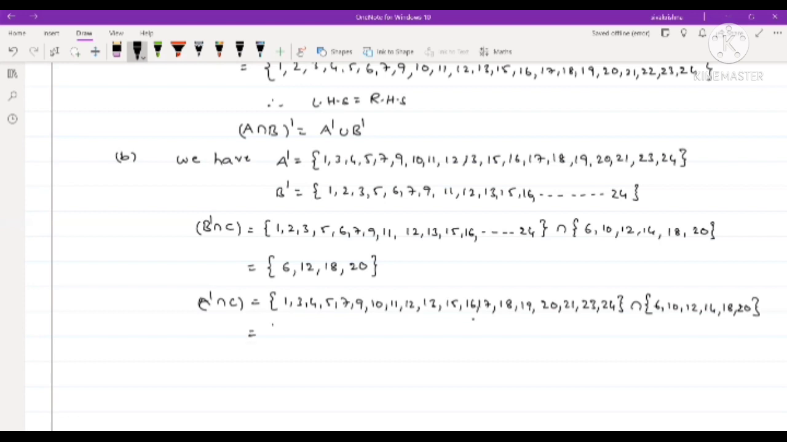Once again, if you want to write the intersection of these two sets, we have to observe the common elements present in both the sets. Okay. We are not having 6 in common in both the sets. After that we are having 10 in common, so we have to write 10.